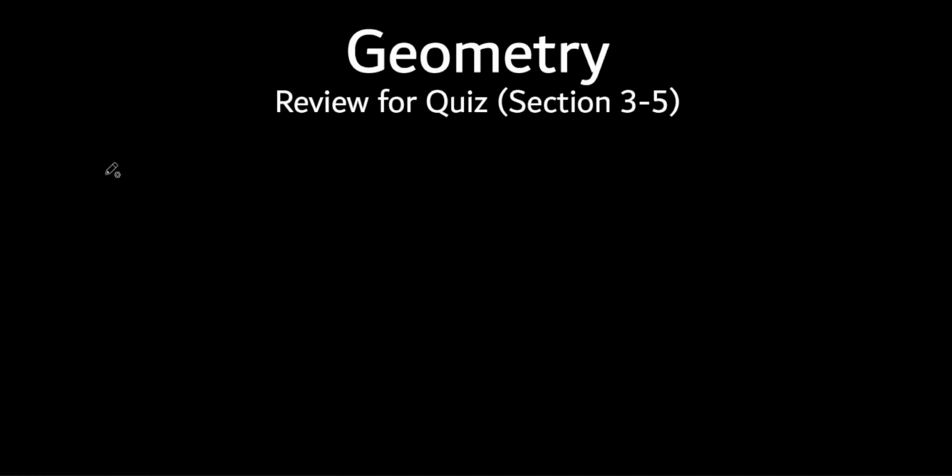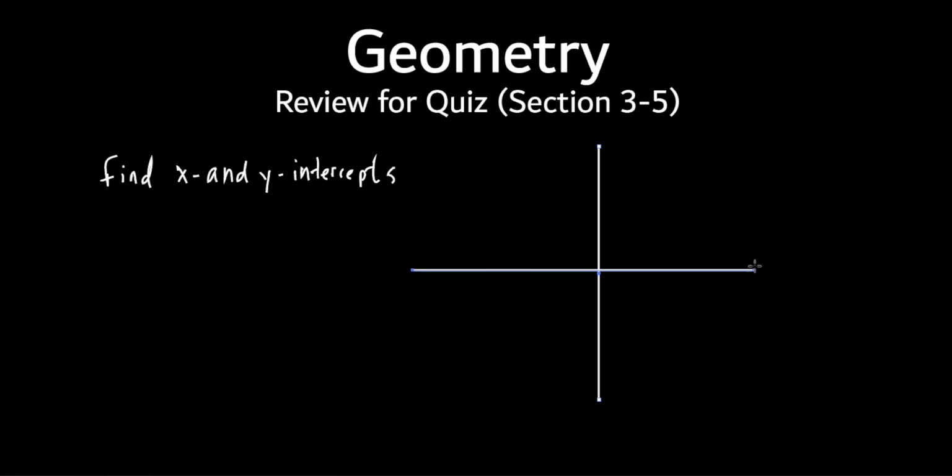So it says find the x and y intercepts. Now, what does that mean, find the x and y intercepts? Find the point where it crosses what? So if I had a line, watch, let me just draw some random line. Okay, I don't care what the numbers are. Okay, so here's a line.